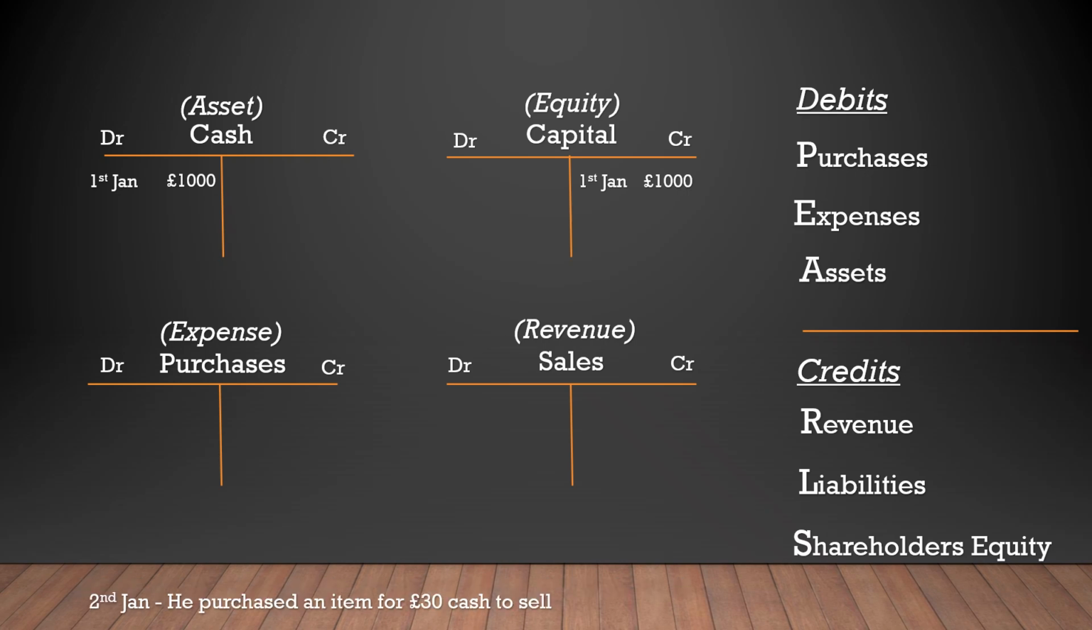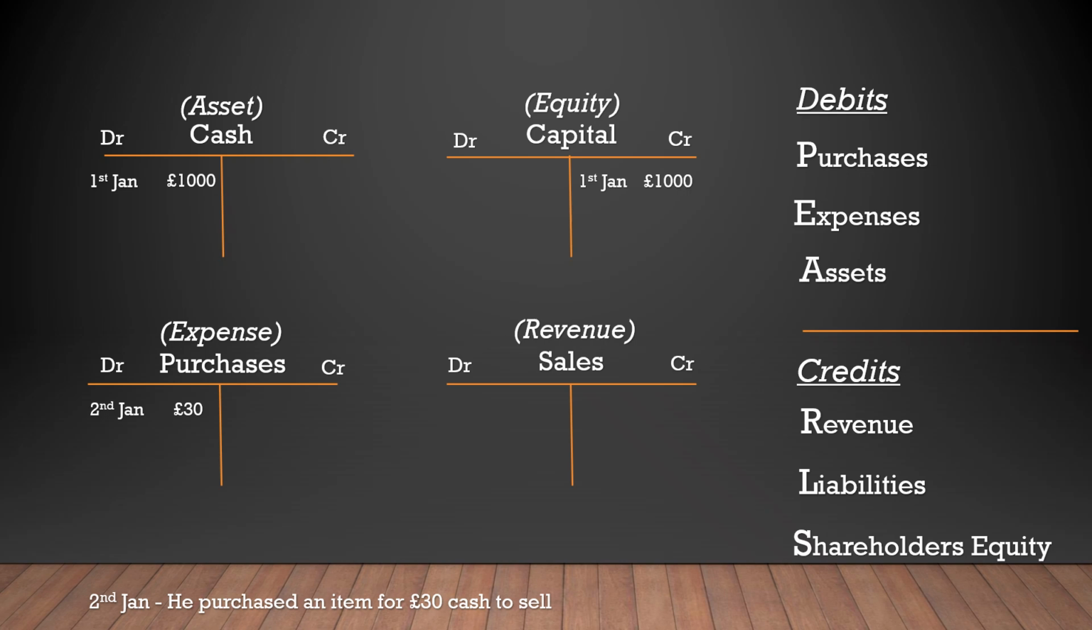So let's have a look at the second transaction written at the bottom there. On the 2nd of January, Derek purchased an item for £30 cash to sell. So that £30 goes under purchases, which is an expense. And because it's an expense and because it's increased, it goes on the debit side. So on the 2nd of January, we put £30 on the debit side under purchases.